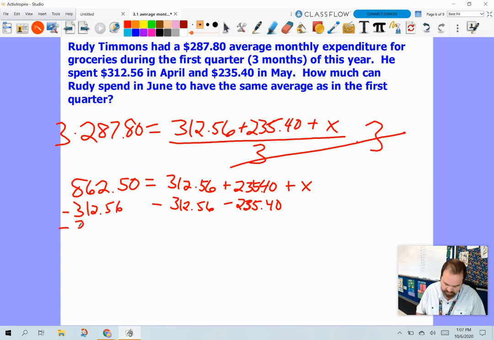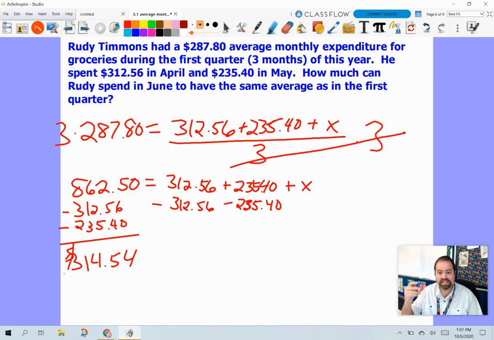312.56 and 235.40. Rudy can spend in June $314.54 on groceries to stay within his average to match the first quarter. Okay, so it's really similar to what we did yesterday, but instead of adding everything up and dividing by 3, you're going to multiply by 3 and subtract off a couple of things. A little bit of problem solving.